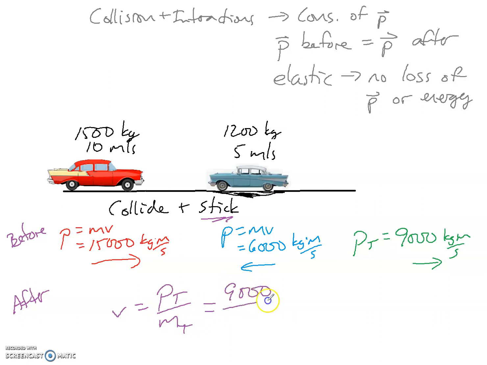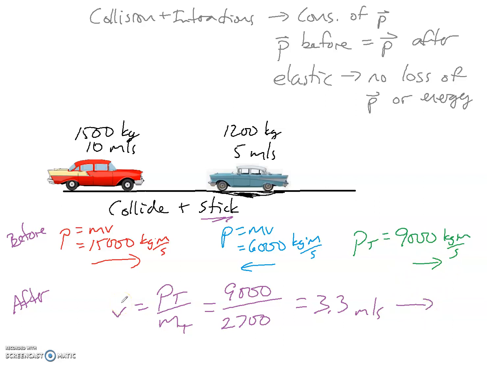So I got 9,000. If I put the two masses together, I've got 2,700 kilograms altogether. And if we take that 9,000 for the total momentum, and we divide that by the 2,700 for the total mass, we're going to get a v of around 3.3 meters per second. And since the total momentum was to the right, the final velocity would also be towards the right.